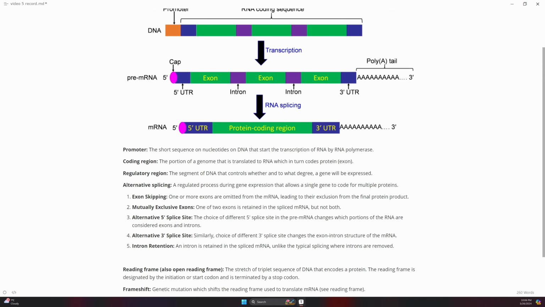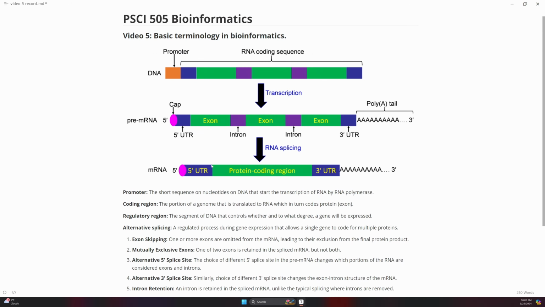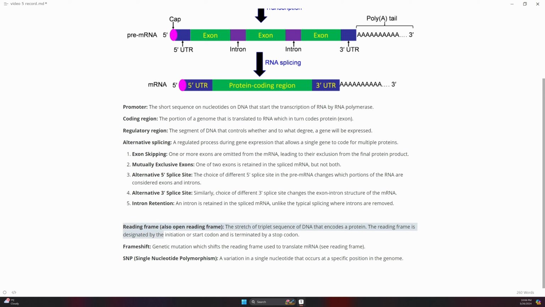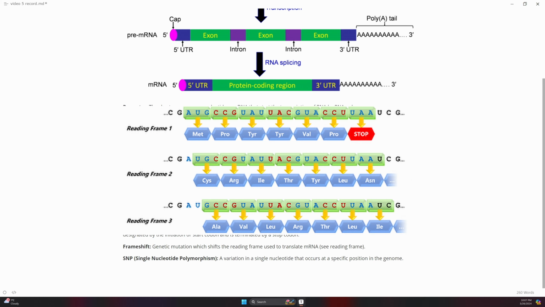So, what is a reading frame? A reading frame is basically where the protein starts and where the protein ends. The reading frame starts with a start codon and stops with a stop codon, and in between is the open reading frame. A frame shift is basically a genetic mutation which shifts the reading frame used to translate mRNA. Because the codon has 3 nucleotides, the frame shift has +1, +2, +3, -1, -2, and -3.